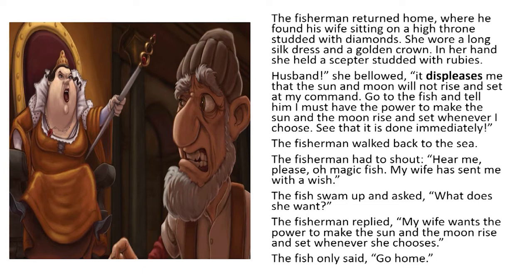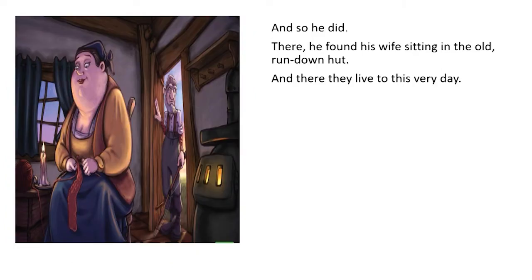The fisherman had to shout, "Hear me, please, O magic fish. My wife has sent me with a wish." The fish swam up and he asked, "What does she want?" The fisherman replied, "My wife wants the power to make the sun and the moon rise and set whenever she chooses." The fish only said, "Go home." And so he did. There he found his wife sitting in the old run-down hut, and there they live to this very day.